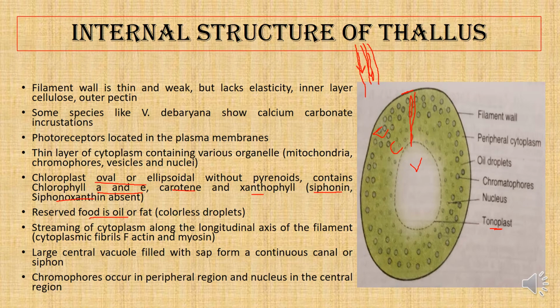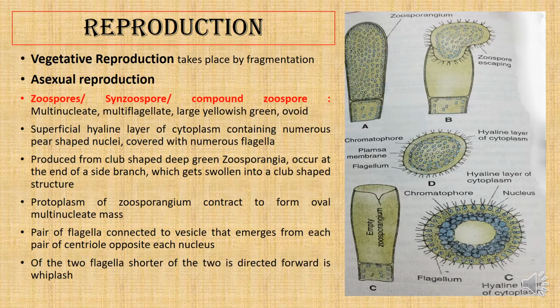But one thing is that this outer layer of chromatophores and inner layer of nuclei alters during the formation of zoospores. So now about the reproduction. In Vaucheria, three types of reproduction are found. First is the very common method, that is fragmentation. It is a vegetative method, and fragmentation is the only vegetative method.